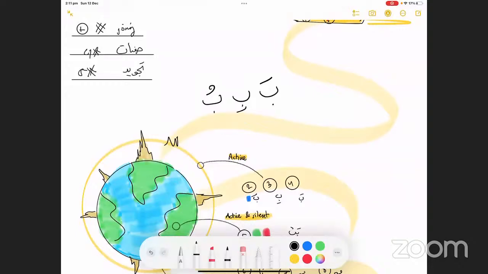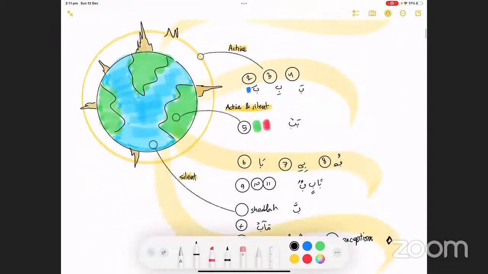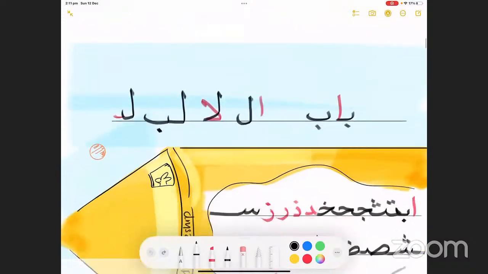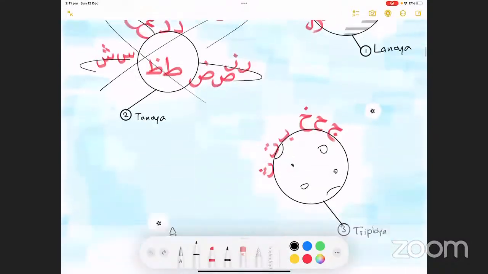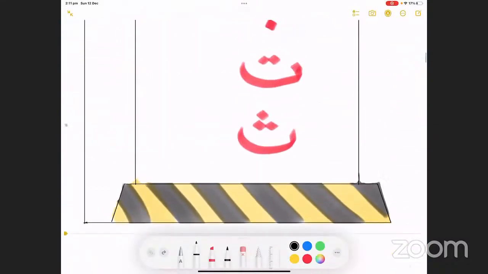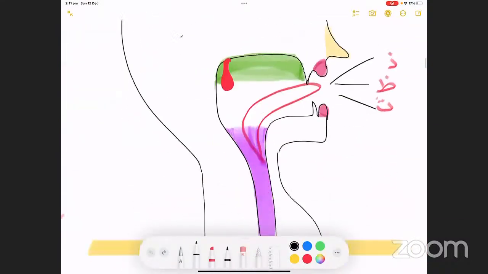Active letters. Now what happened? Some of these letters, I mean all of them, got activated. Fatha, kasra, dhamma. But also what happened? Some of these letters didn't. When I say some of them, I mean all of them, yeah? Now, what we're going to do, we're going to learn these letters as they are silent.